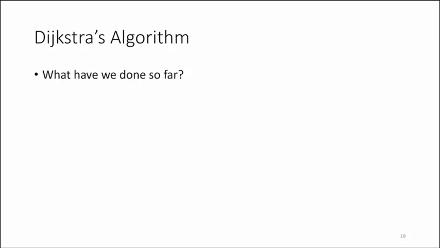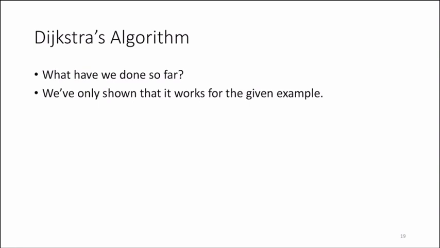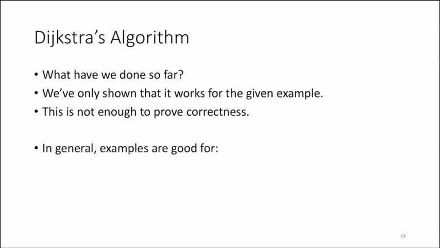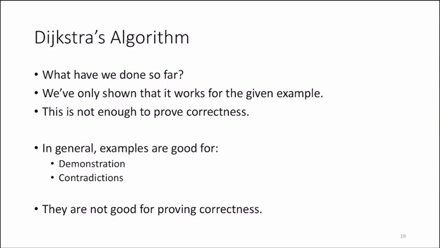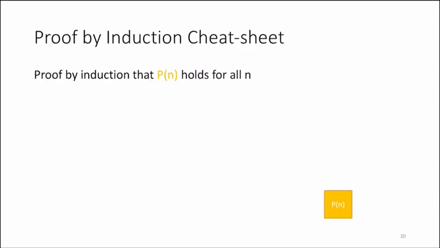All right, so what have we done so far? We've only shown that Dijkstra's works for a single example. That's not enough to prove correctness. You can use a proof by contradiction, for example. A single example is good for demonstrations and good for contradictions, but you can't use it to prove the correctness of an algorithm. So instead, what we're going to do for Dijkstra's is a proof by induction.